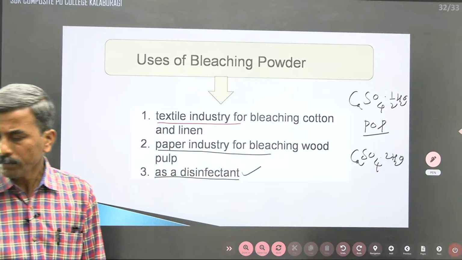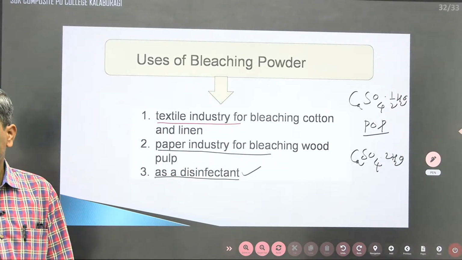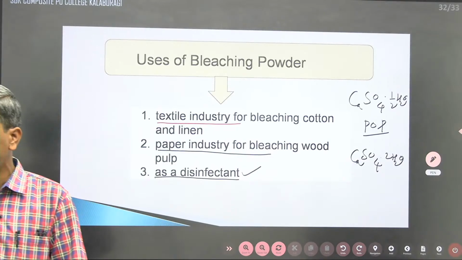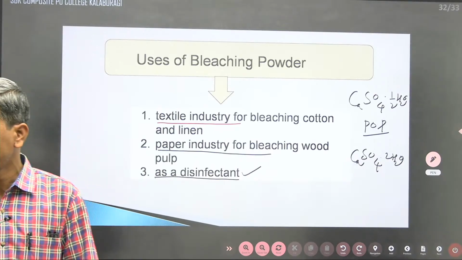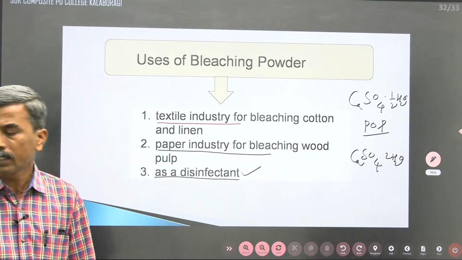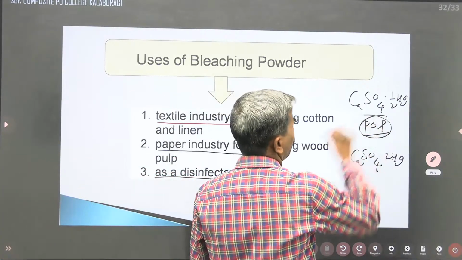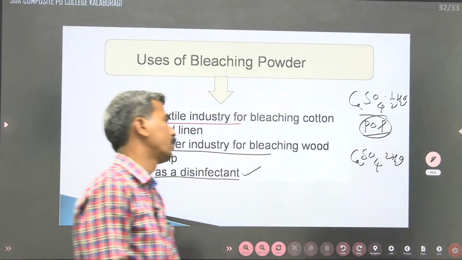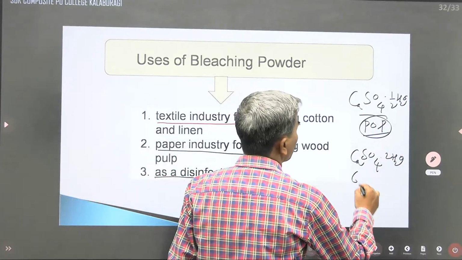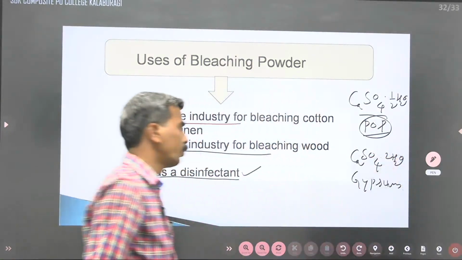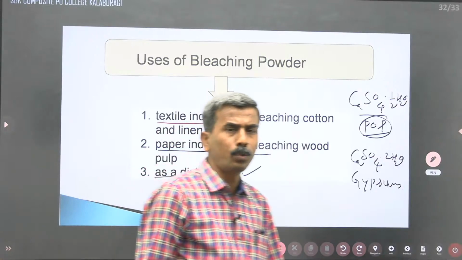Now, how are POP and gypsum obtained? When you subject hydrated calcium sulfate to heating, we are going to obtain POP as well as gypsum. This compound we are going to call gypsum. This is the small part they have mentioned at the end. Now with this I can conclude.